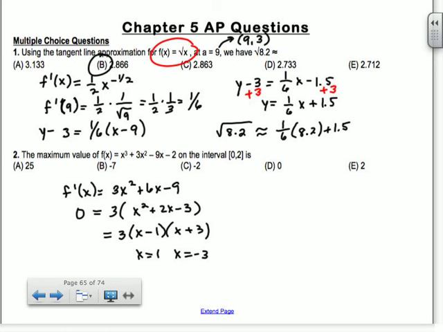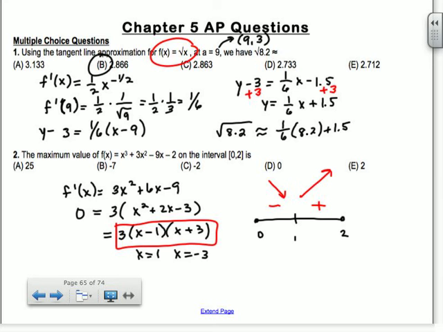You're only on the interval 0 to 2. So the only one that really matters is 1. I always put the endpoints on there so I know it's a closed interval, so I need to check the endpoints. If I check 0.5 in my derivative, I have 3 times a negative number times a positive number, so it's negative. If I check 1.5, I get positive. So it went down and then up. So that's not going to be a maximum. That would be a local minimum.